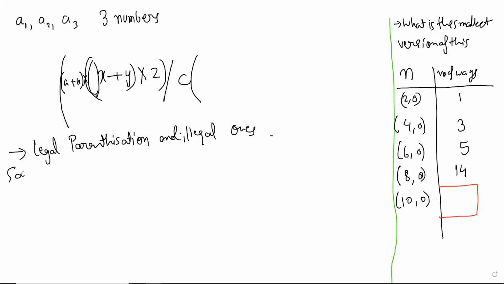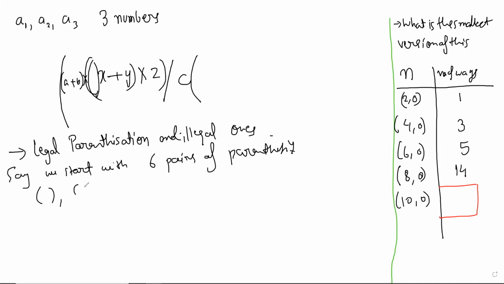So just to make this very clear, let's say we start with six pairs of parentheses. Yeah, so we have 1, 2, 3. Hold on, no, I meant 3 pairs. Let's only take 3 pairs for the time being.